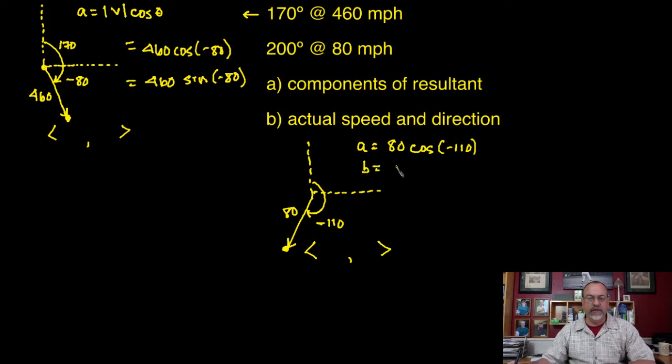And the b component is 80 times the sine of the angle, which is still 110. So by doing that, I'll be able to calculate the components of both vectors. And I need those because I need the resultant. So all I'll need to do is add those two together once I determine what they are.